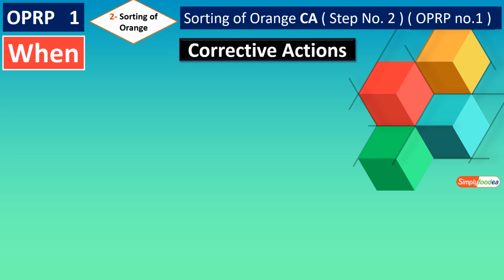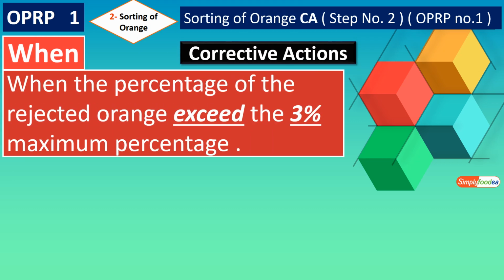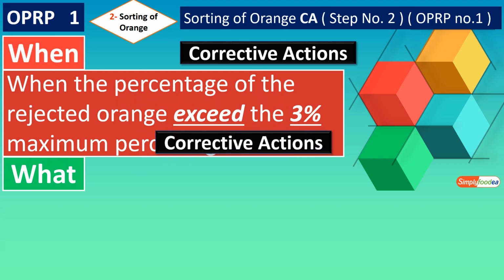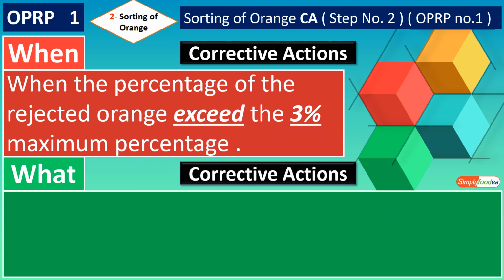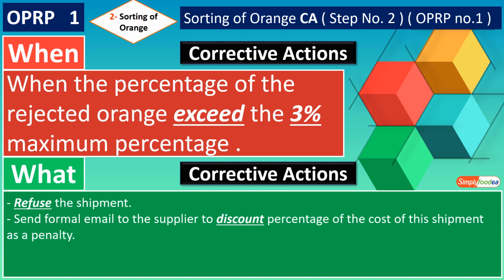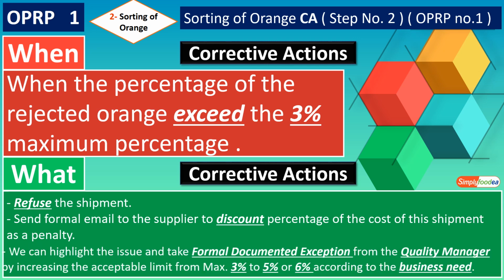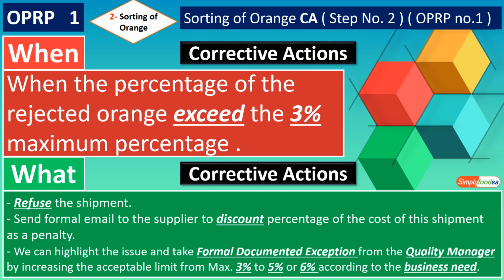When will we do this corrective action? We will do it when the percentage of rejected orange exceeds the 3% maximum percentage. What are these corrective actions? Just like brainstorming or examples, we will refuse the shipment, or we will send a formal mail to the supplier to discount a percentage of the cost of this shipment as a penalty, or we can highlight the issue and take a formal documented exception. It must be a formal, documented exception from the quality manager, if the policy accepts exceptions from the quality manager, by increasing the acceptable limit from maximum 3% to 5% or 6% according to the business need.